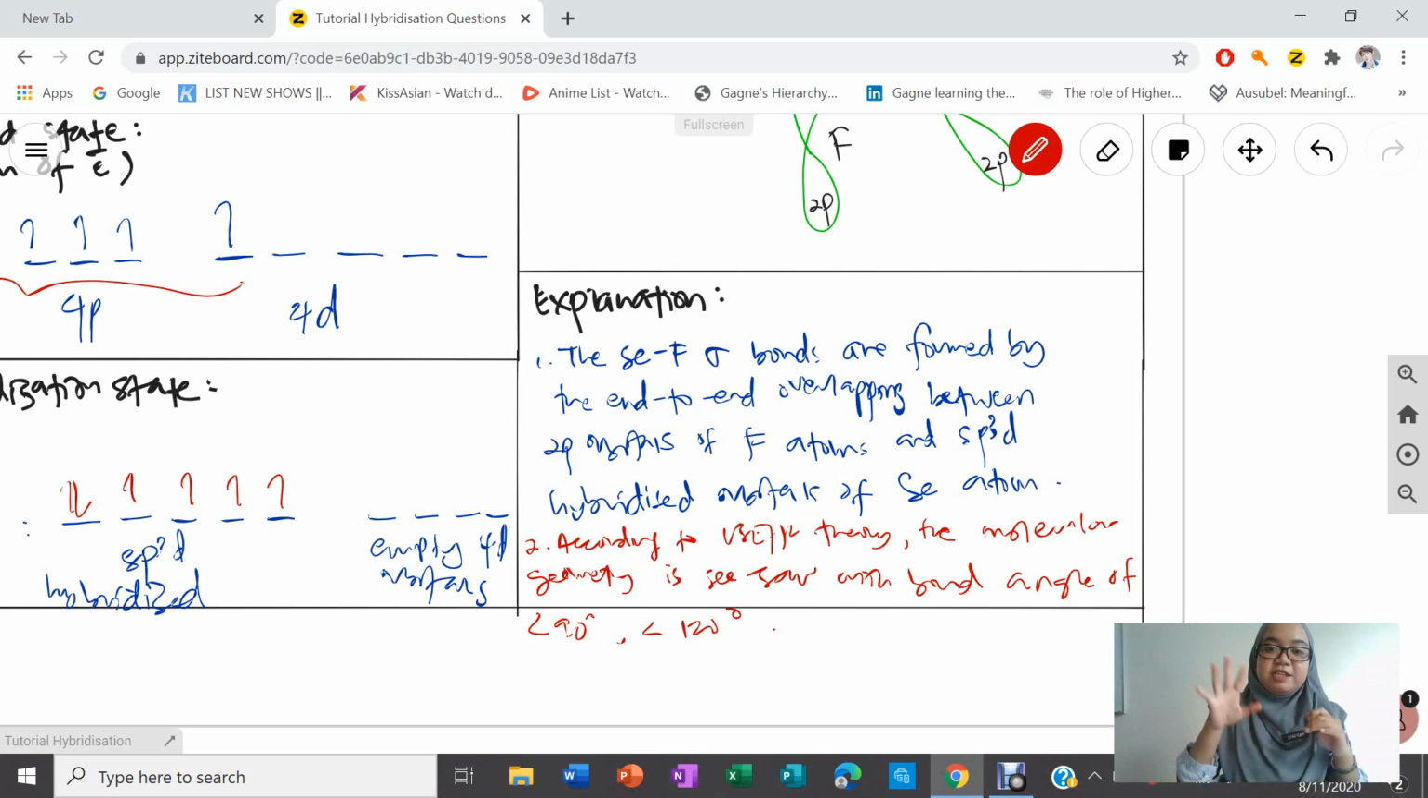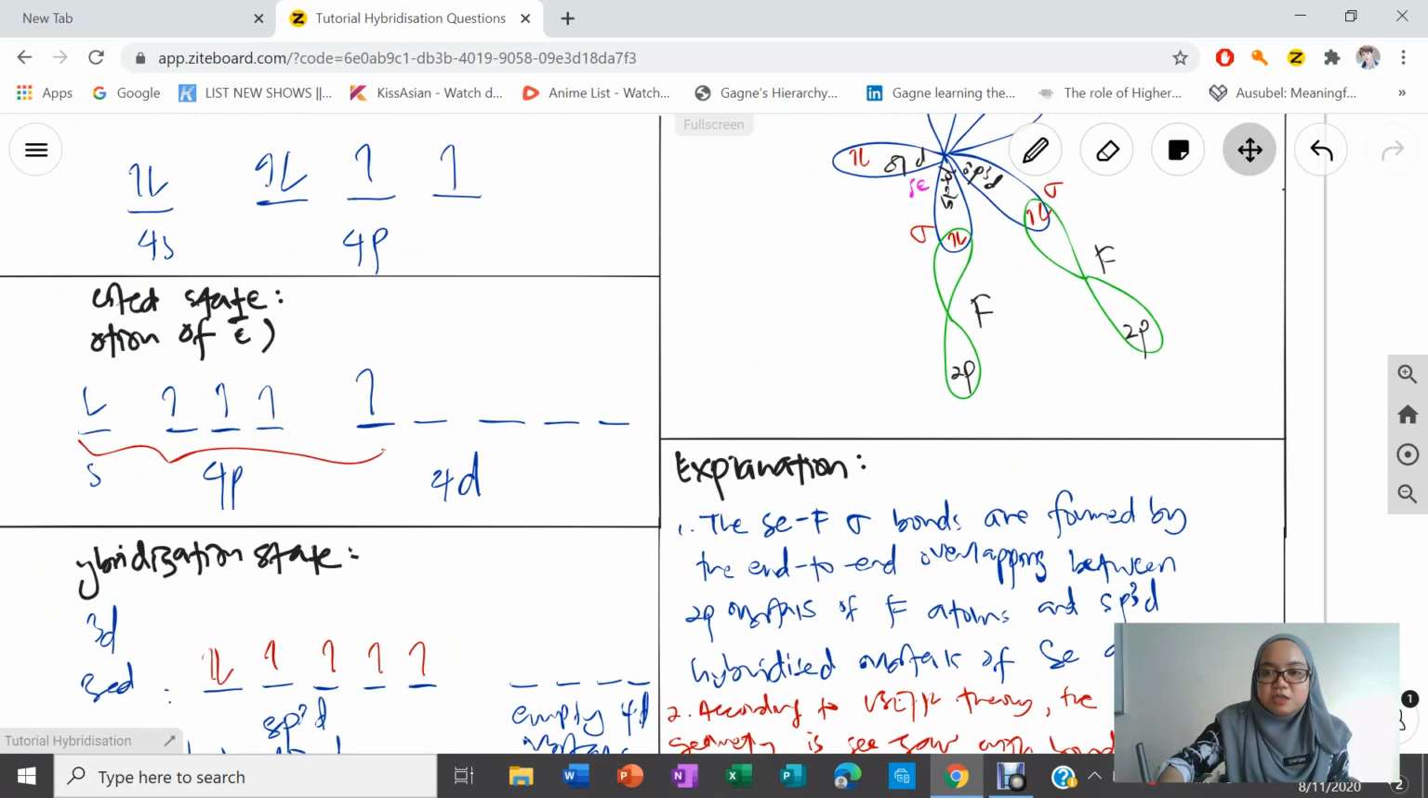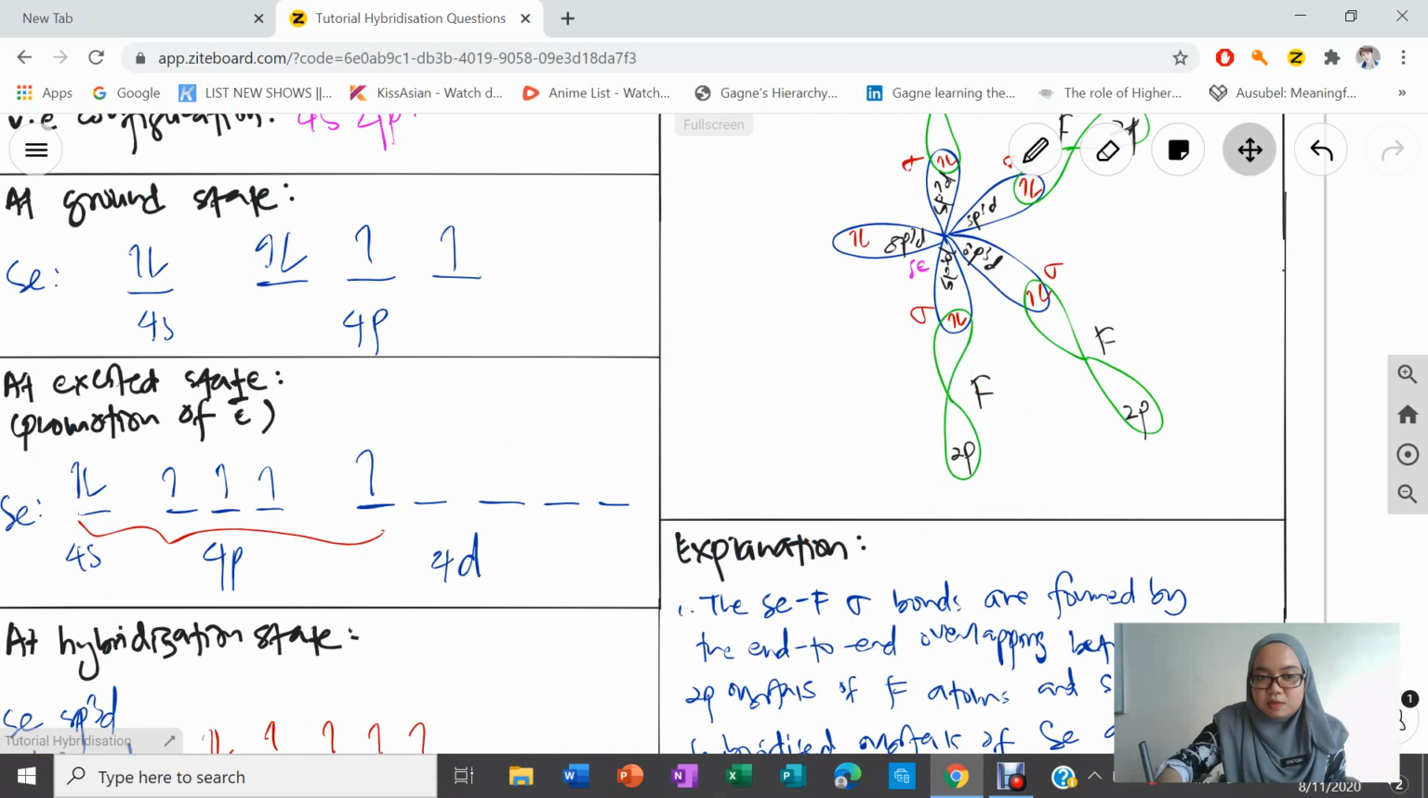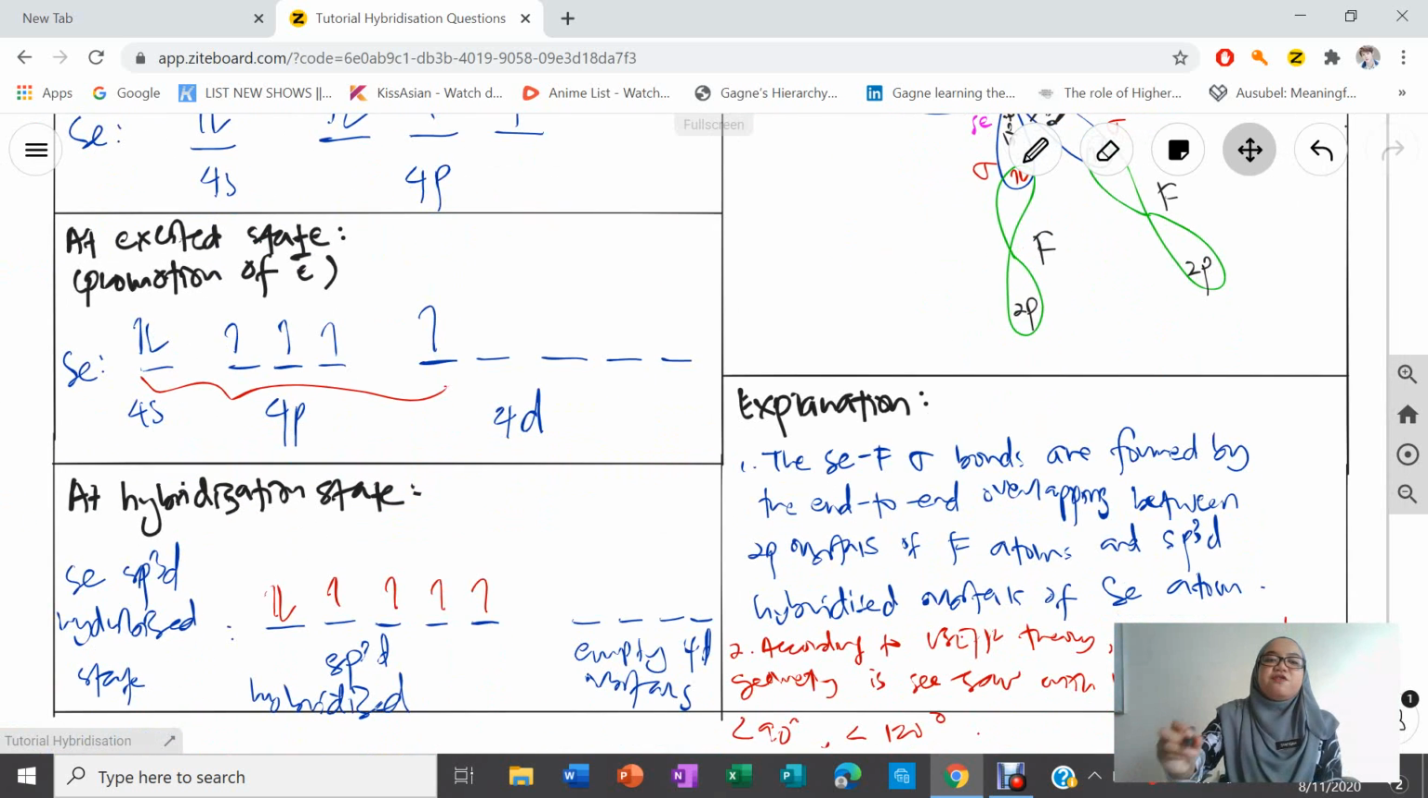So remember that for the explanation part, you have three things you need to do. The first, you need to explain the formation of sigma bond or the pi bond. Kalau ada dua-dua awak kena jawab. Second, you have to explain the molecular geometry and the bond angle of the molecule. So according to VSEPR theory, the molecular geometry is seesaw and the bond angle is less than 90 degree, less than 120 degree. So this is how you answer this question. Make sure you have all these points.